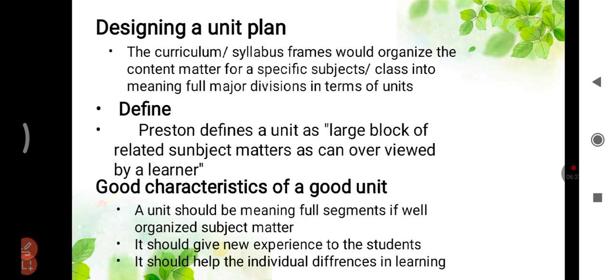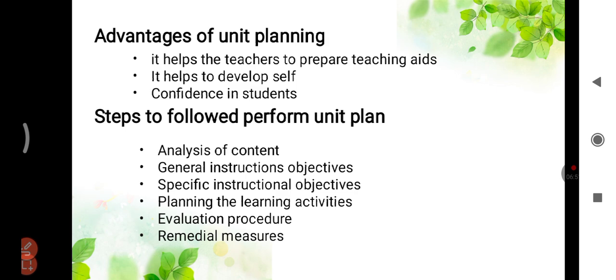Characteristics of a good unit. The unit should be a meaningful segment of well-organized subject matter. It should give a new experience to the students. It should help with individual differences in learning. Then the advantages. Next, the steps followed to perform the unit plan.